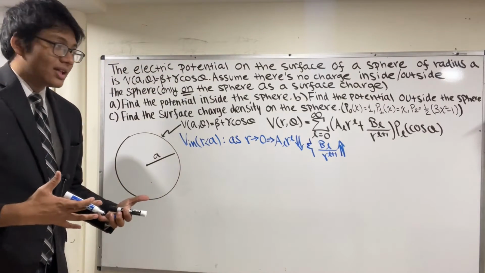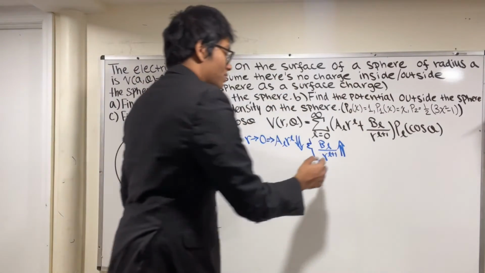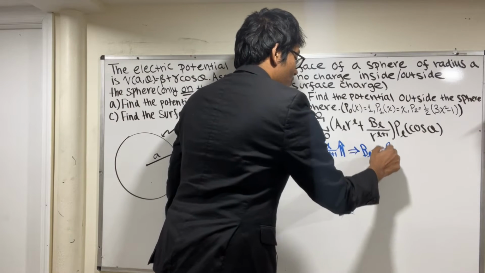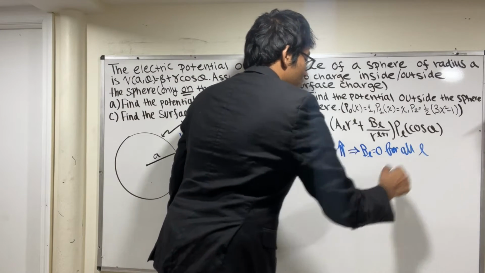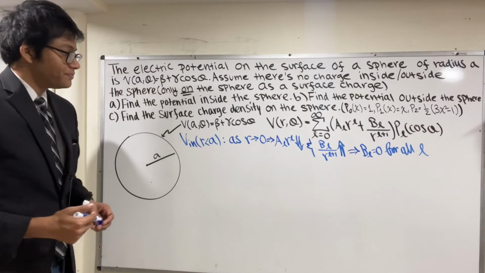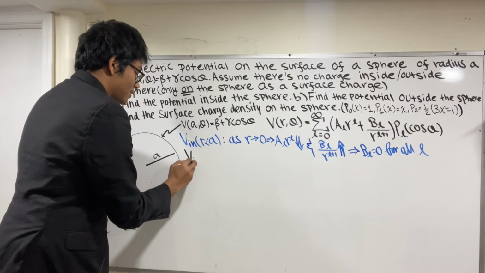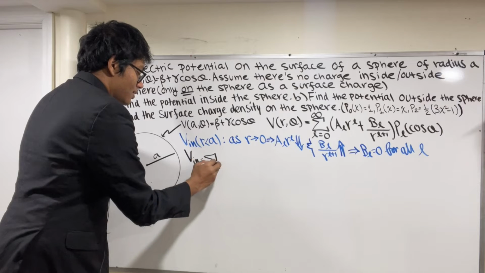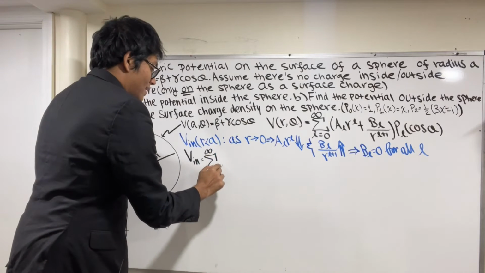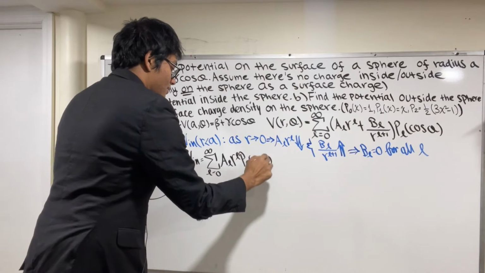And so we have to prevent that. How do we prevent that? Well, just chuck this term away. We don't need it. So in other words, this leads us to conclude that B sub L is 0 for all L when we are inside the spherical charge distribution. Okay, so that means our electric potential inside is simply going to be the summation from L equals 0 to infinity of A sub L, R to the L, times P sub L cosine theta.